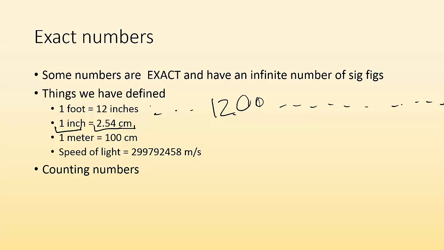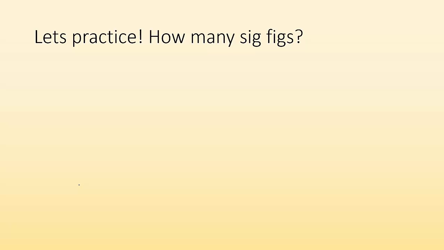And counting numbers. Like if you're counting things, those are exact numbers. There are 28 students in the class. That is an exact number. You can't have a quarter of a kid. You can't have half a student. You can't do that. So this has an infinite number of significant figures. It's exactly 28.